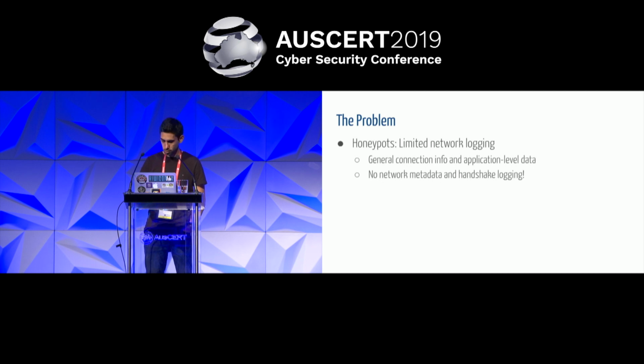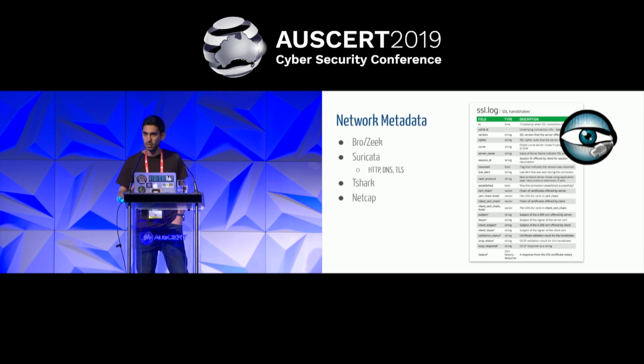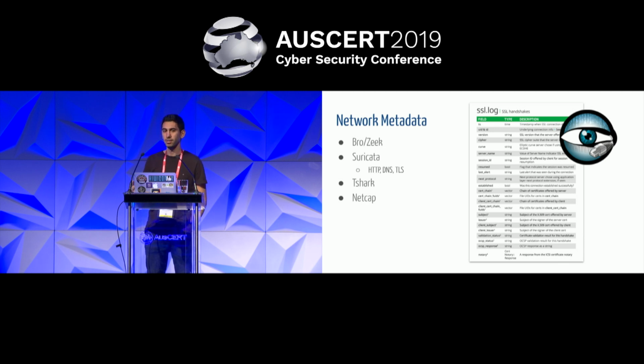So my main question was, if we log handshakes and network metadata, could we find some other interesting stuff, which I told you about at the beginning of my presentation? So let's have a look at our options for logging network metadata. Bro or Zeek is one of the best things we can use for that. It's a pretty mature tool, and it's really flexible. But the problem with Bro is if you want to add a new protocol, like QUIC, or extract new fields from RDP, it's a bit hard.